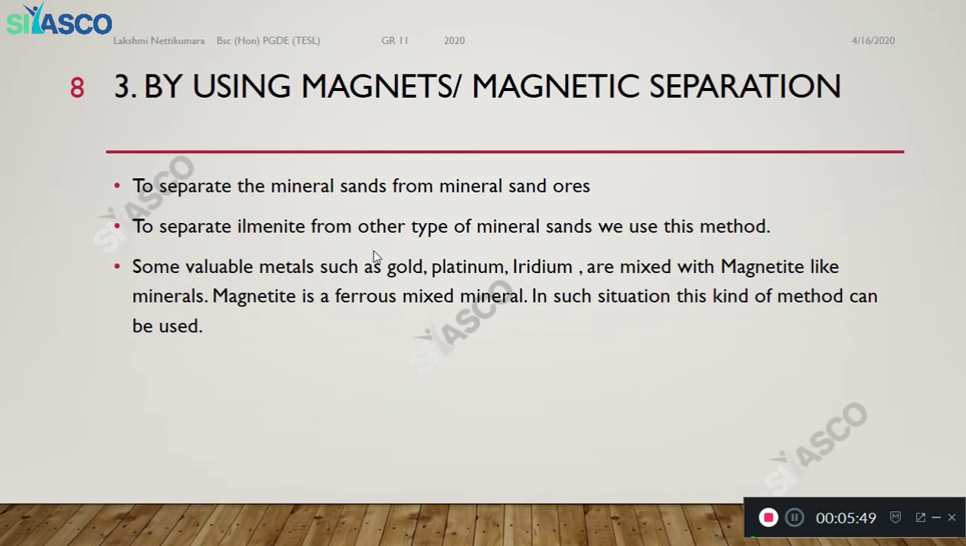Of these two, ilmenite can be separated from rutile by using a magnetic belt because ilmenite contains some iron. So the very same kind of method is used to remove magnetite and iron mixed minerals from some expensive metals such as platinum, gold and iridium.